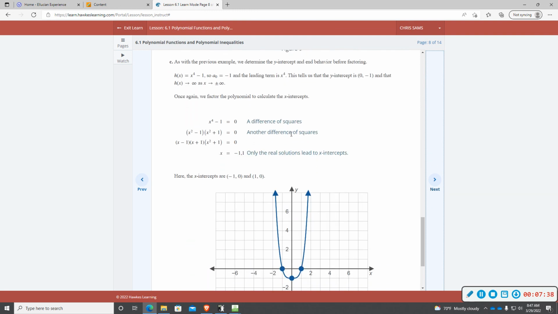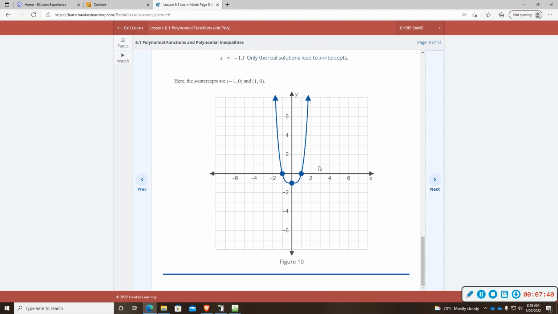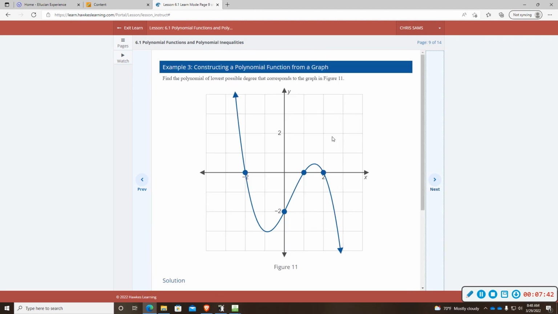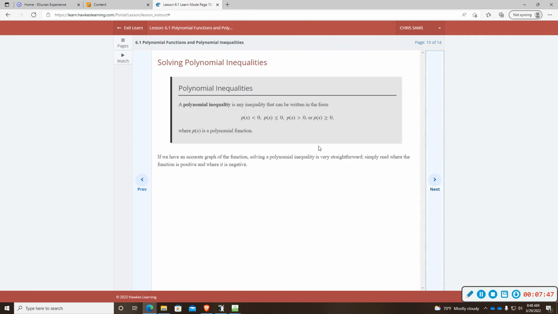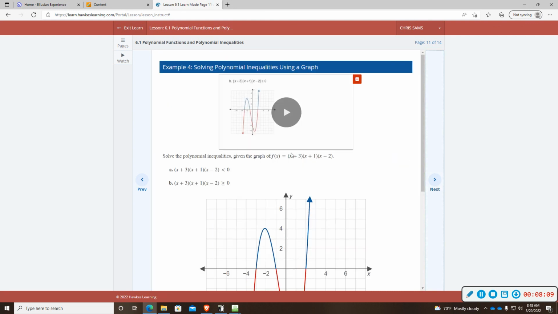So just several examples. And then a few more examples here, another one. So then solving polynomial inequalities. This is when we want to find out where the y value is less than 0, less than or equal to 0, greater than 0, or greater than or equal to 0. Just showing you all 4 terms that we're going to be looking for.